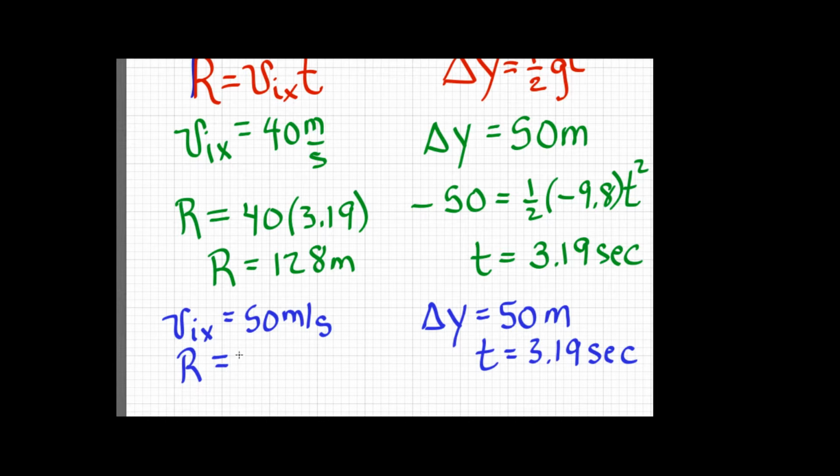So now I've increased the velocity. It's now 50 meters per second times my 3.19 seconds. And look at what happens to the range. The range increases just like what's shown on the simulation, how all of a sudden that projectile is landing farther from the base. Oops, I don't need that per second, because this is meters, it's a displacement.